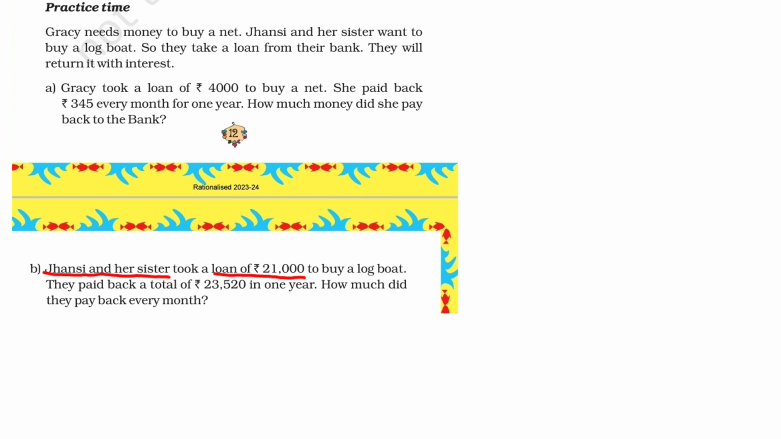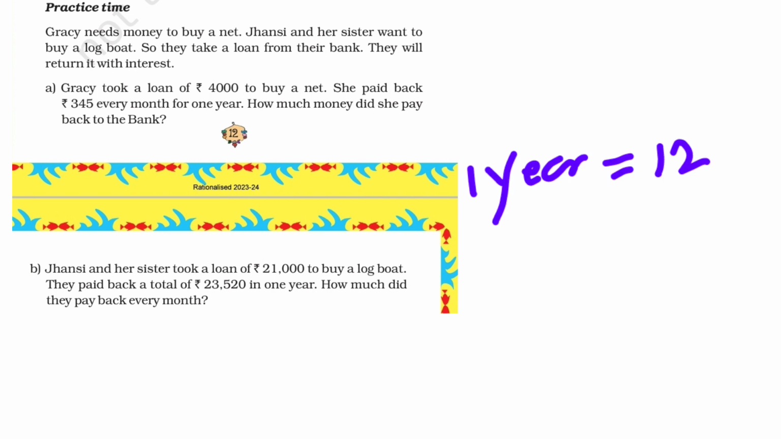So the next one is Jansi and her sister took a loan of 21,000 to buy a log boat. They paid back a total of rupees 23,520 in 1 year. How much did they pay back every month? So they have given the total amount which they have paid for the entire year. So now they are asking how much they paid for 1 month.